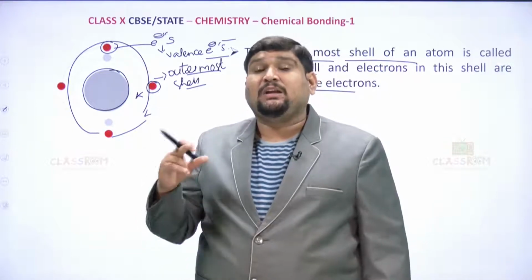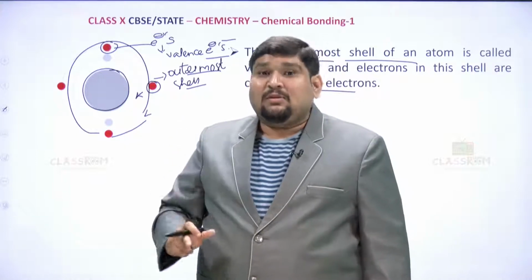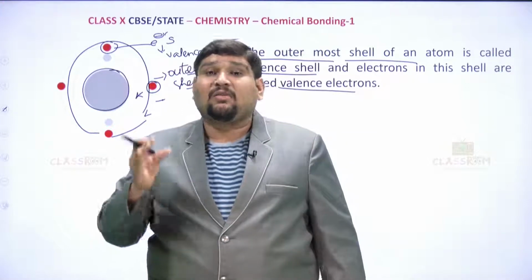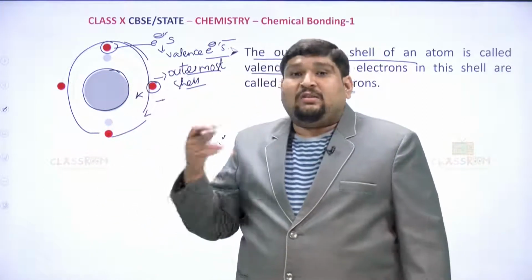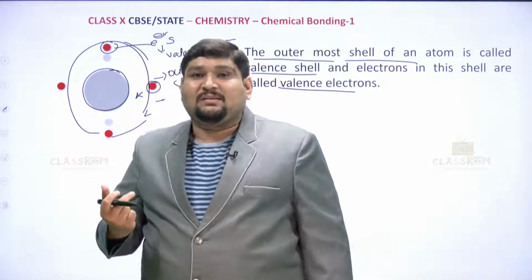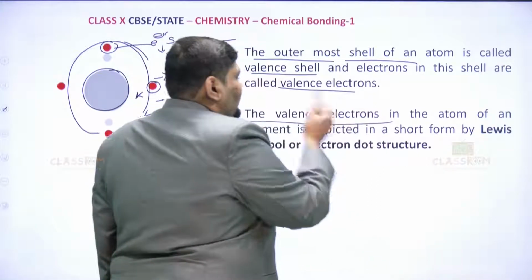Does a particular atom need to lose it or gain it in order to be stable? First, we should know the concept of valence electrons. The number of available electrons in its outermost shell, which we call the valence shell, are called valence electrons.